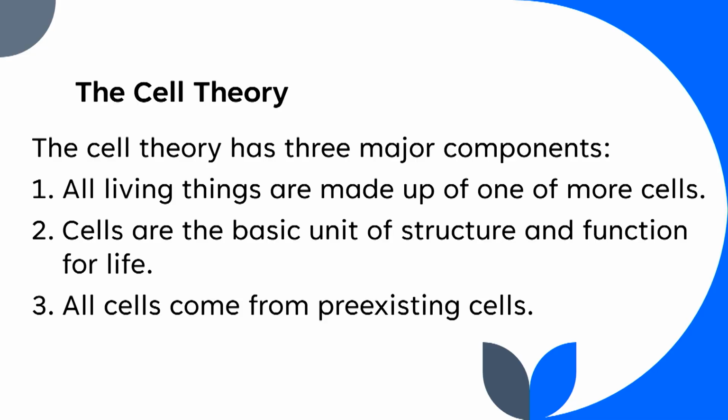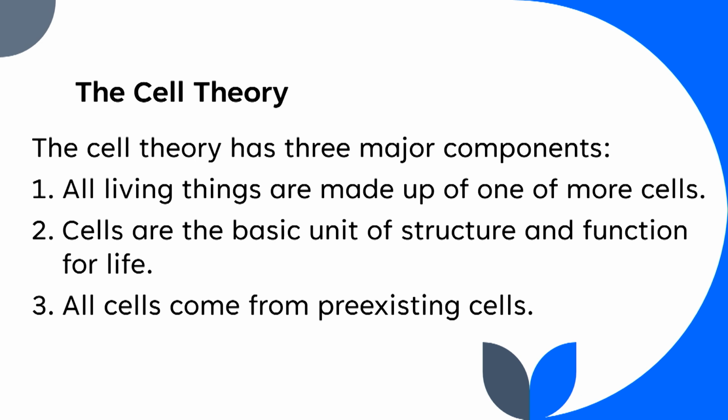So number 1, all living things are made up of 1 or more cells. Some organisms are very, very small and are only 1 cell large. We would say that that is a unicellular organism. Bigger organisms like plants and animals can be made up of trillions of cells, and so we would say that that is multicellular, okay?